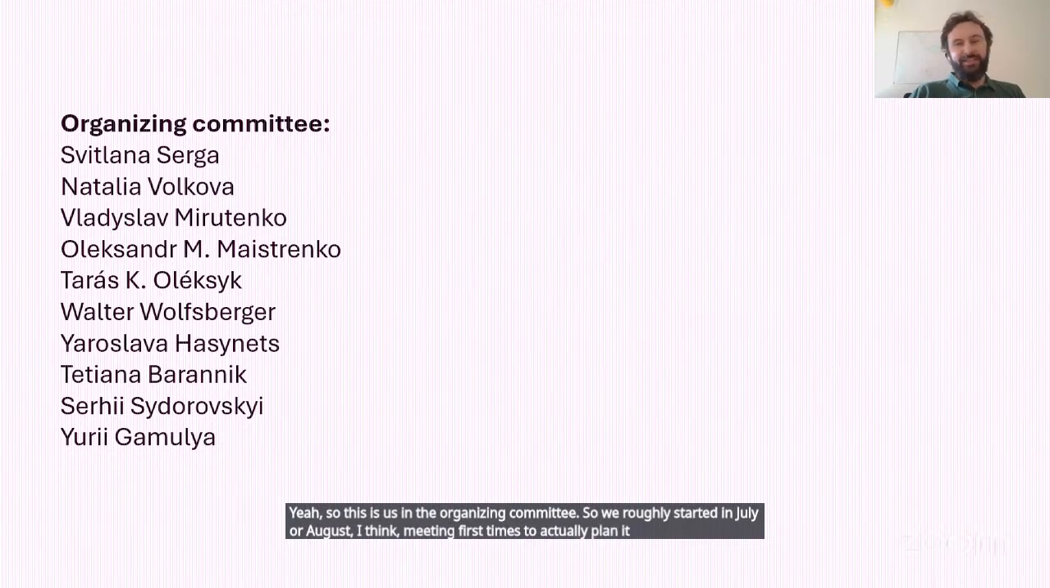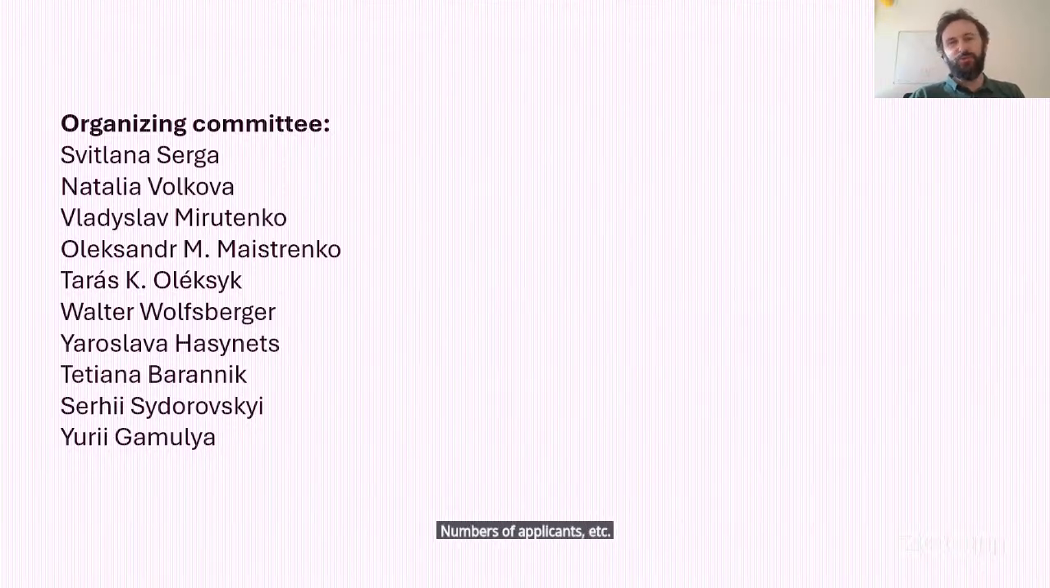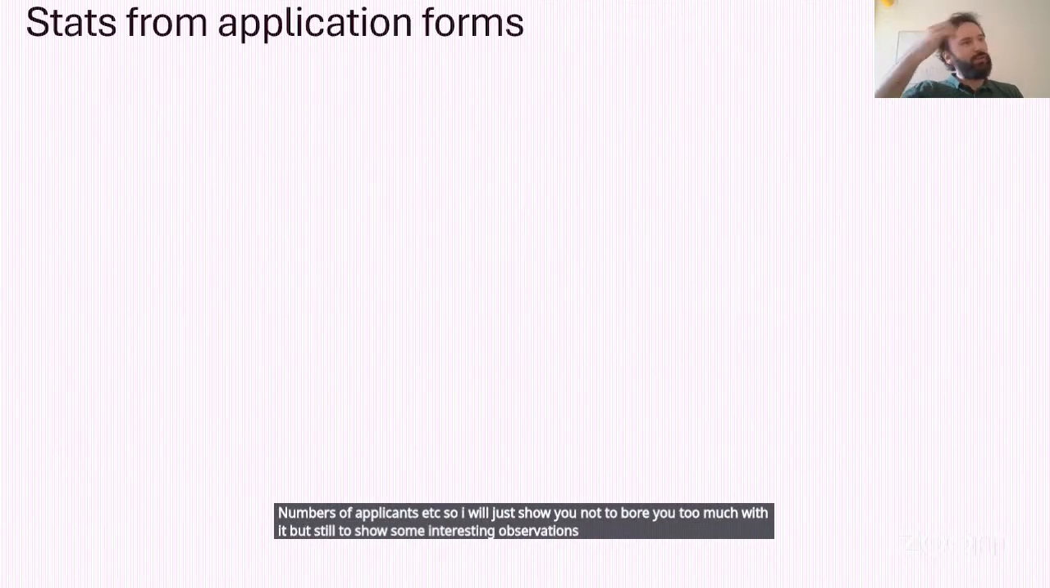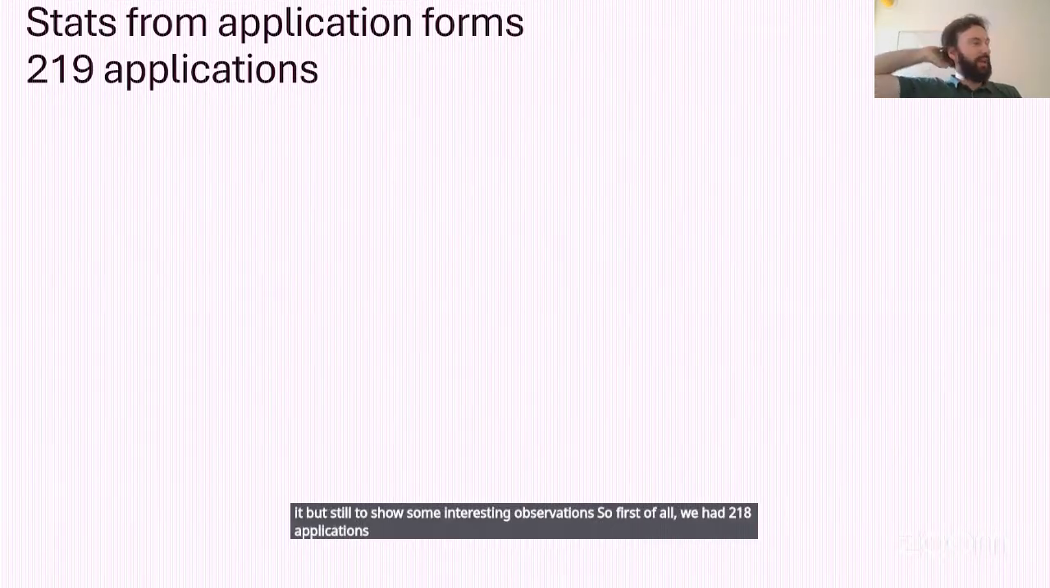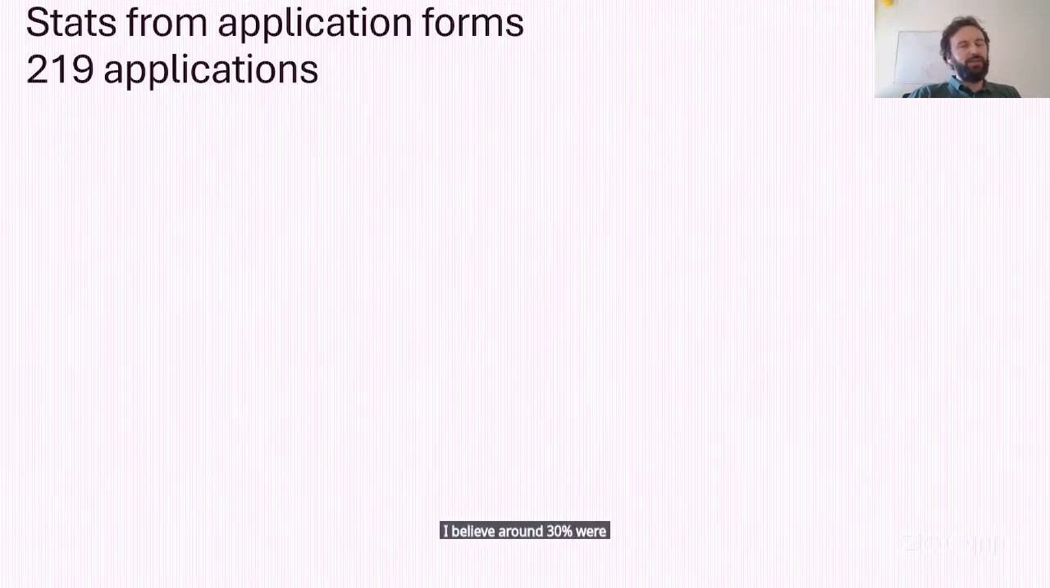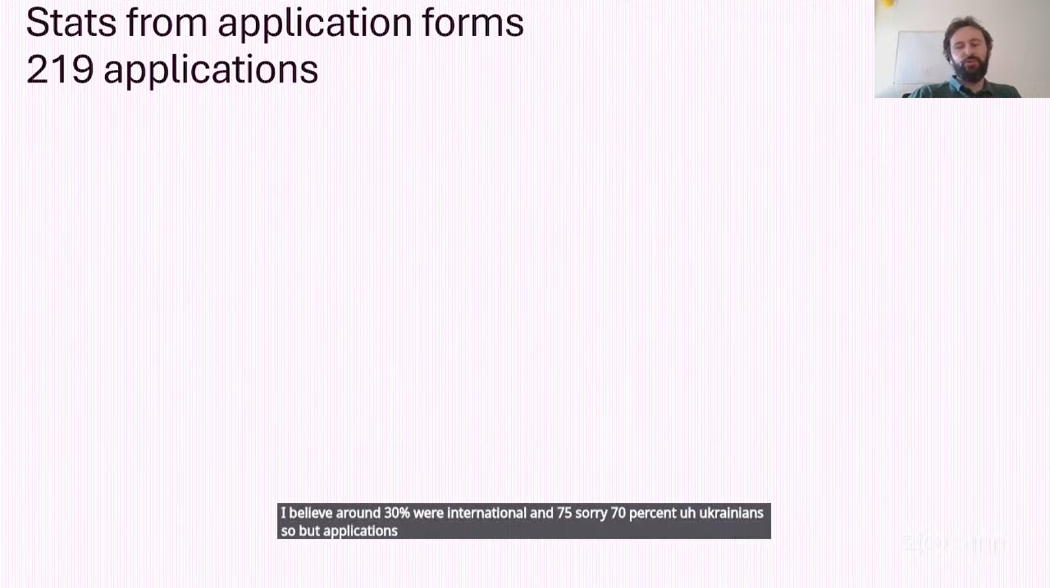We are scientists, so of course we are interested in numbers: how the event went, numbers of applicants, etc. I will just show you, not to bore you too much, but still to show some interesting observations. First of all, we had 218 applications, which was a lot because we didn't even expect to get so many. I believe around 30% were international and 70% Ukrainians. But applications were from all over the world, including Ukrainians living abroad, but also in Ukraine.